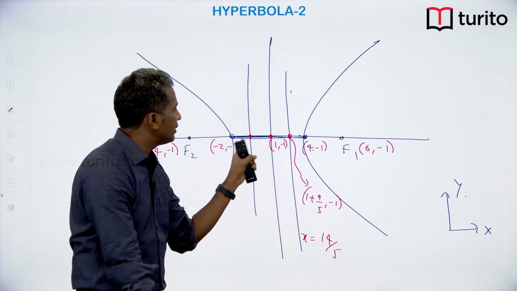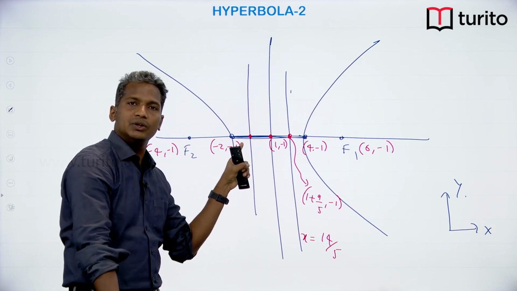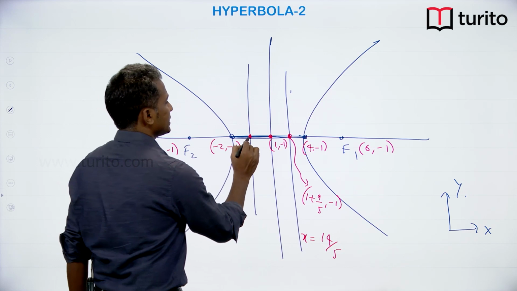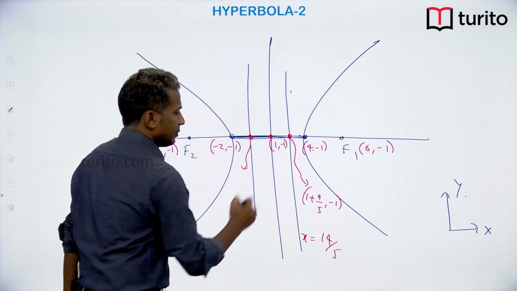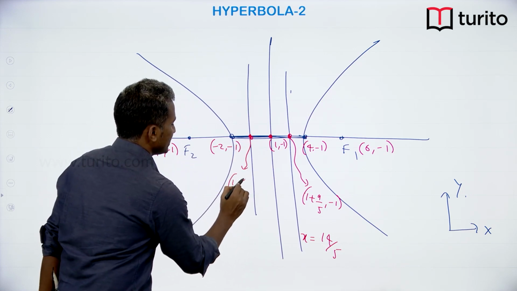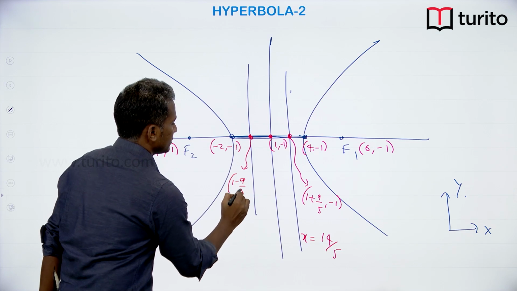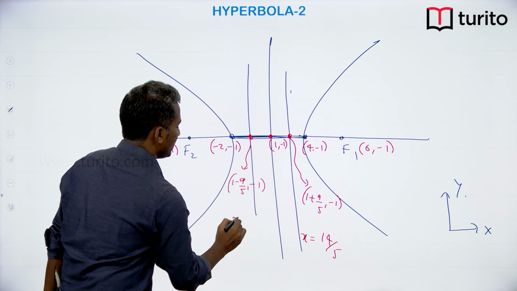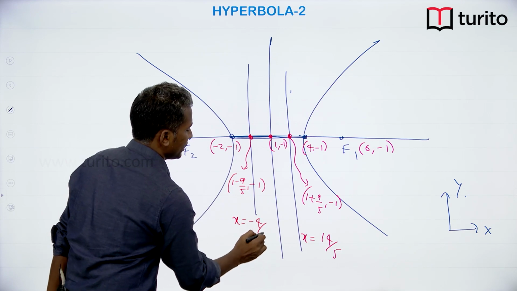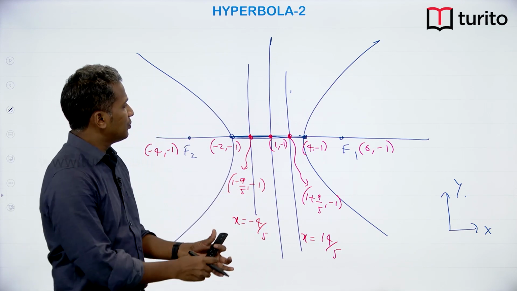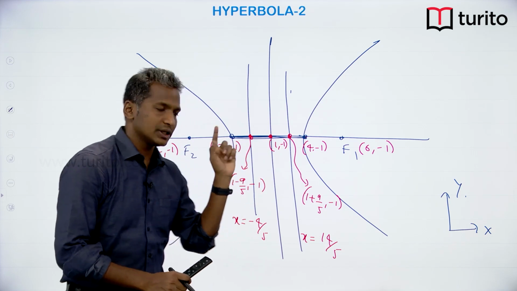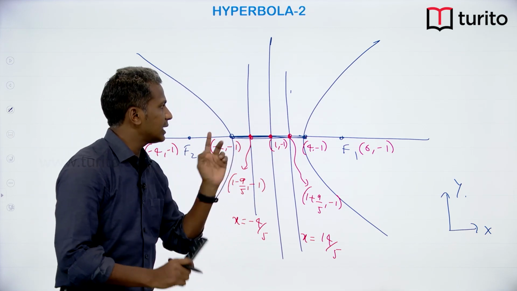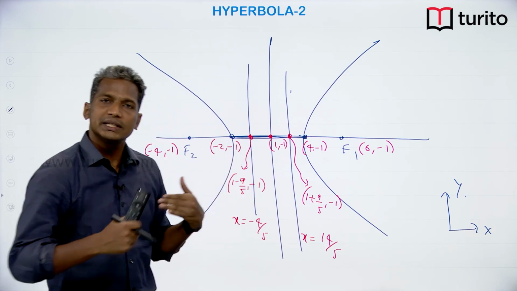Similarly, we have to travel 9 by 5 units to the left to get the other foot of the directrix. So this point will become 1 minus 9 by 5 comma minus 1. So that means this directrix will become x equal to minus 4 by 5. So we got both foci, both vertices, we got the center, we got both directrices also. Now, what else is required?